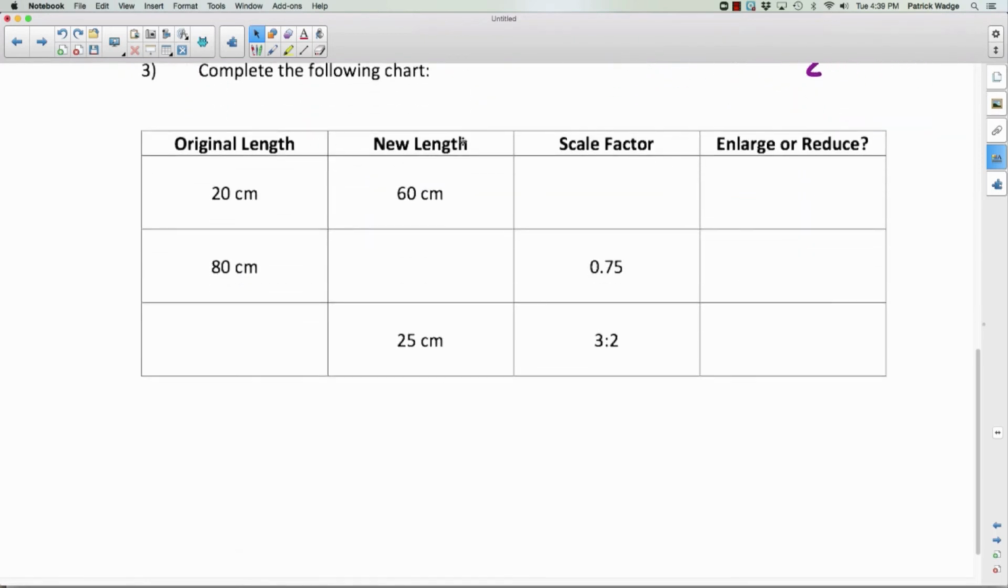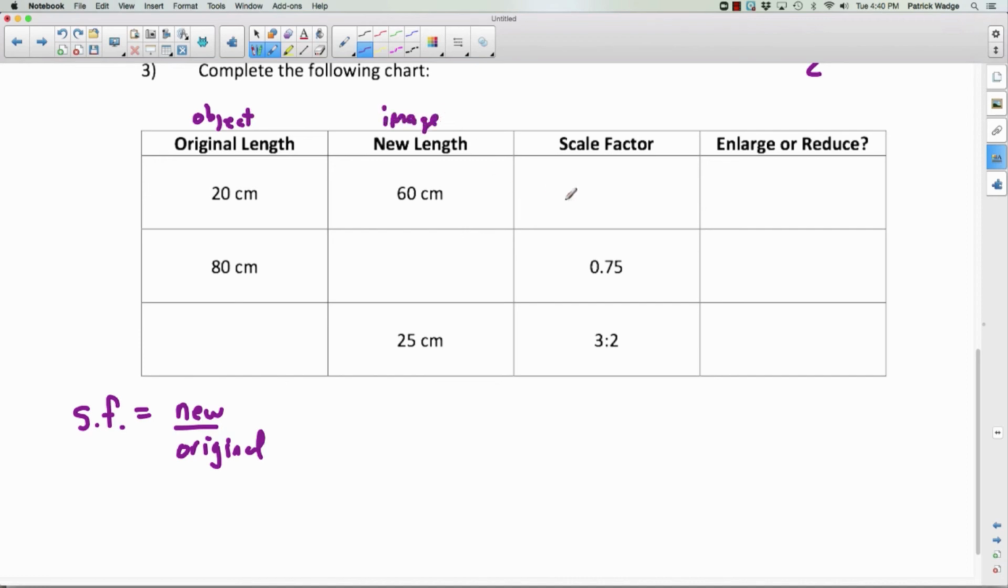All right, in your book, one of your homework questions is exactly this. I think the things are written in a different order, but I like this order better, so I went with it. All the questions involve scale factor, so you're going to have your scale factor equals new over original, or image over object. Here's your object, the original, and here's your image, the new. And for this first question, we have to get the scale factor. Well, scale factor equals new, that's 60, divided by original, that's 20, and if you divide those, you get 3.